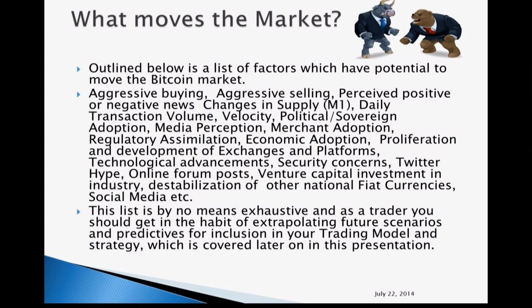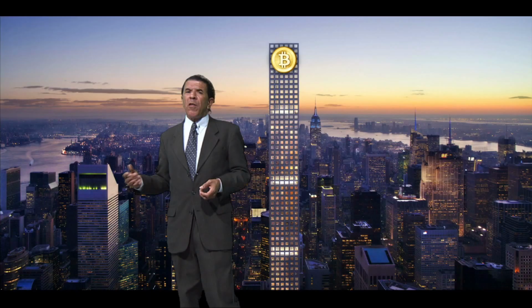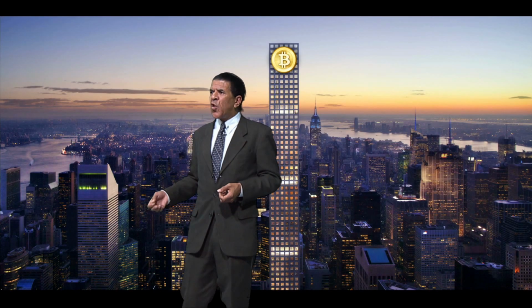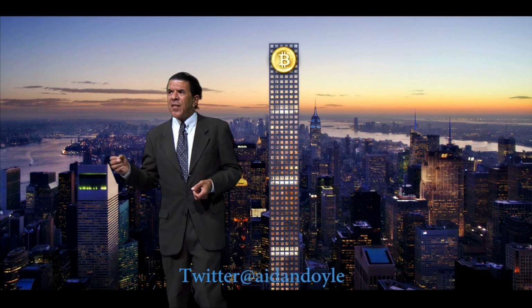I mean, you pick something that you like, but long story short, we've got aggressive buying, aggressive selling, perception of negative news, changes in supply, that's M1, that's how many Bitcoins are in circulation. We've got transaction volume, the list goes on as you can see from the slide, but understand something.